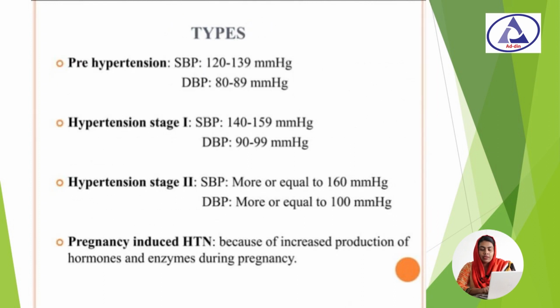Now, types of hypertension. At first, pre-hypertension. In pre-hypertension, systolic blood pressure is within 120 to 139 mm mercury and diastolic blood pressure within 80 to 89 mm mercury. In hypertension stage 1, systolic blood pressure is within 140 to 159 mm mercury and diastolic blood pressure within 90 to 99 mm mercury. In hypertension stage 2, systolic blood pressure is more than or equal to 160 mm mercury and diastolic blood pressure more than or equal to 100 mm mercury.